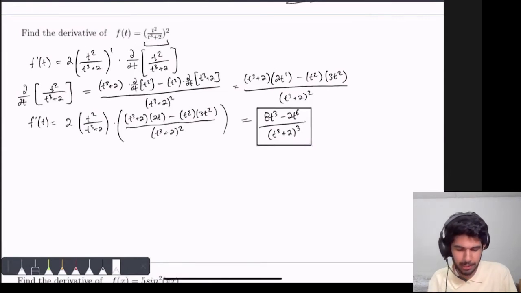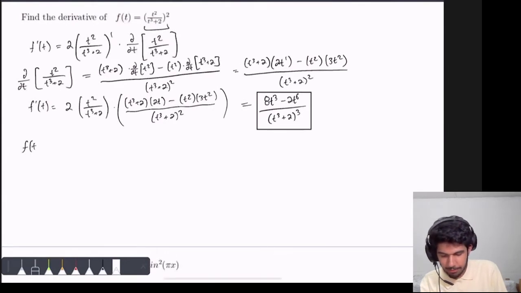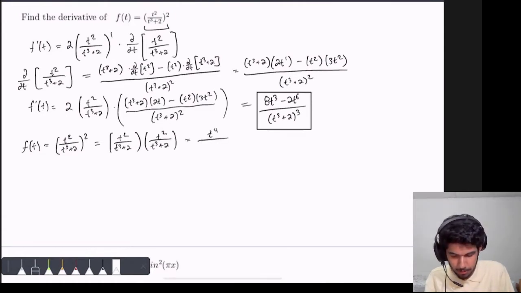Right, so that's going to be our answer. Now, another way of doing this is you can say that f of t equals t squared over t cubed plus 2, squared. Well, I know that that's equal to this term multiplied by itself, right? And I'm pretty good at multiplying fractions. That's equal to t to the power 4 over t to the 6th plus 4t cubed plus 4.